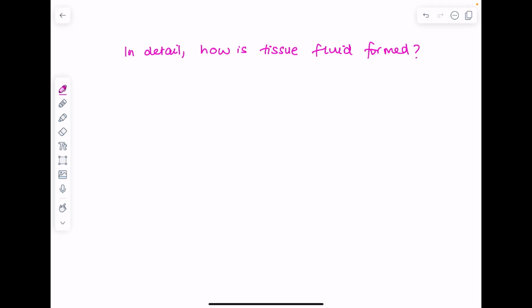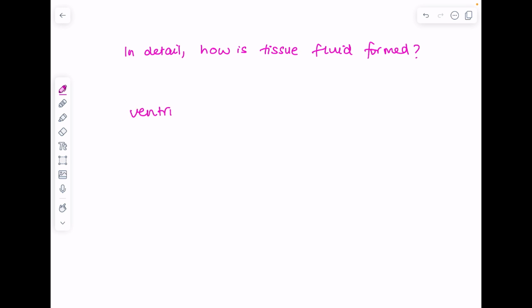So we now need to consider in detail how that tissue fluid is formed. So make sure you're paying lots of attention here. Remember that the blood feeding into the capillaries comes from the arterioles, and as such has relatively high pressure due to the fact that the blood supplying the arterioles has come from the arteries, which are obviously filled by the contraction of the ventricles in the heart.